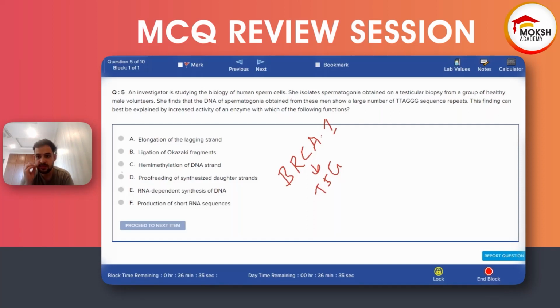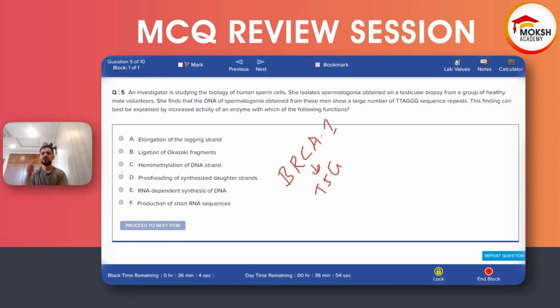This question says, this finding can best be explained by increased activity of an enzyme, but which of the following function? The question asks about the function of an enzyme. An investigator is studying the biology of human sperm cell. She isolates spermatogonia obtained on testicular biopsy from a group of healthy male volunteers. She finds that the DNA of spermatogonia obtained from these cells shows a large number of TTAGG sequence repeats.